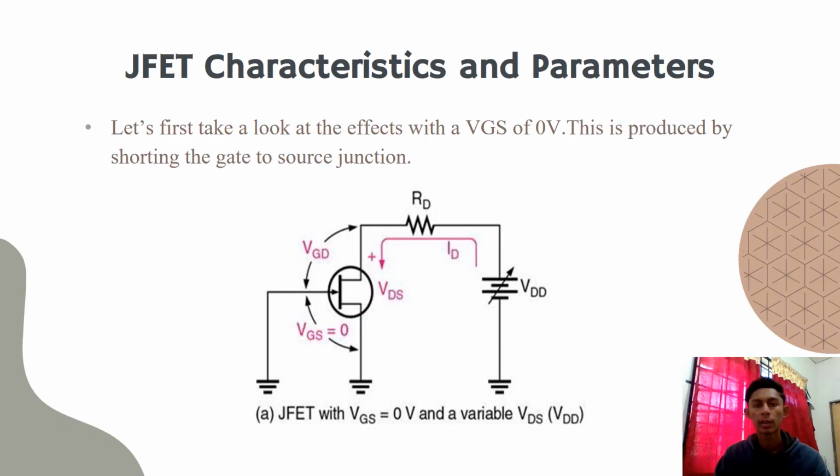JFET characteristics and parameters. Let's first take a look at the effect with a VGS of 0 voltage. This is produced by shorting the gate and source junction. Example, a JFET with VGS equals 0 voltage and a variable VDS or VDD.